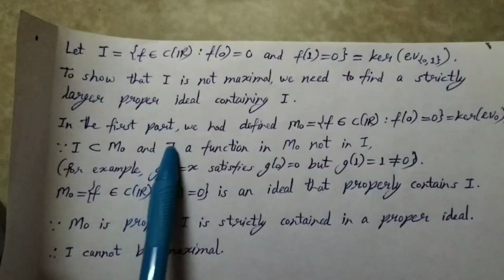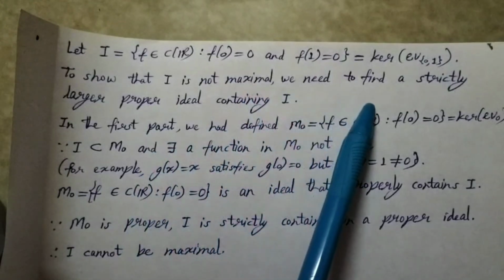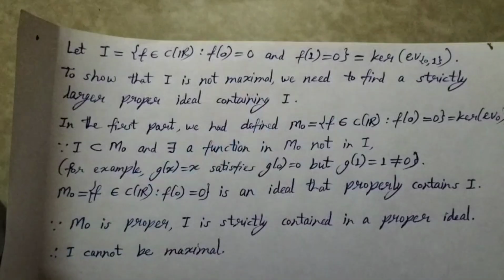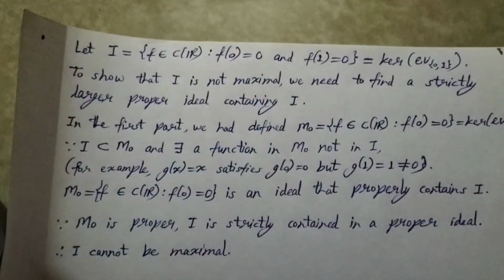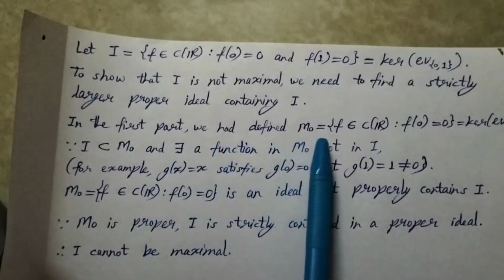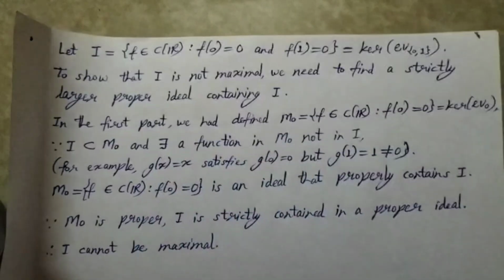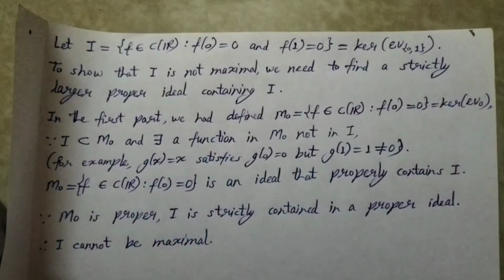Now we have to show that I is not maximal. So we need to find a strictly larger proper ideal containing I so that the result will be proved. In the first part, we had defined M naught as {f belonging to C(R) such that f(0) = 0}, which is equal to the kernel of EV naught.